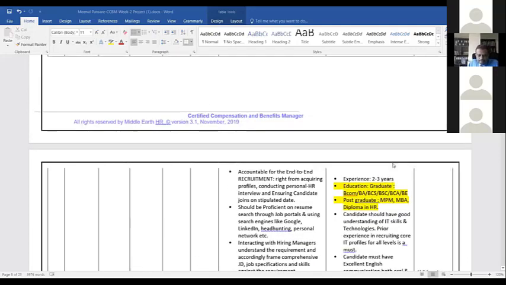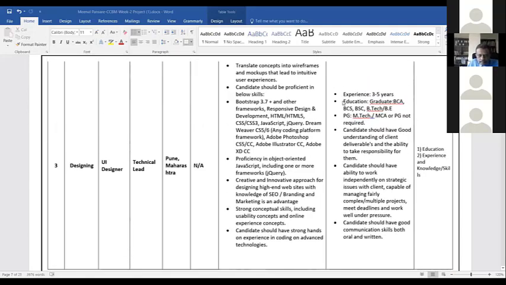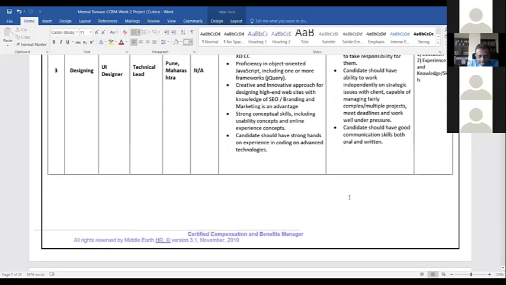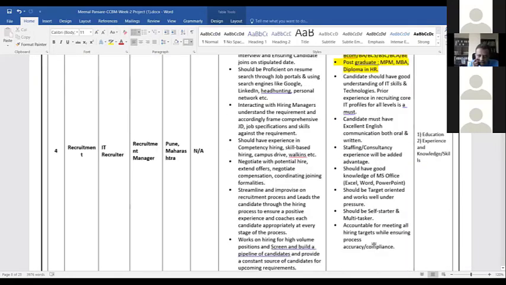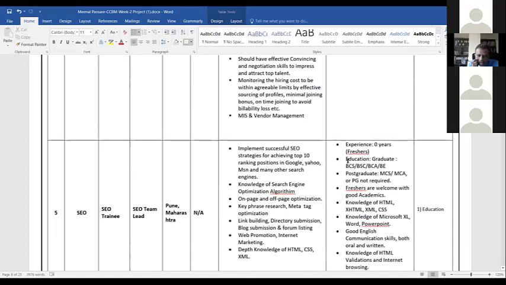Yeah. This is the first case study for UI designer. Correct. This is the education. Okay. Yeah, I got it, Ma. Yeah. This is for HR. Okay. And this is the last case study wherein for trainee position, we are looking for this.